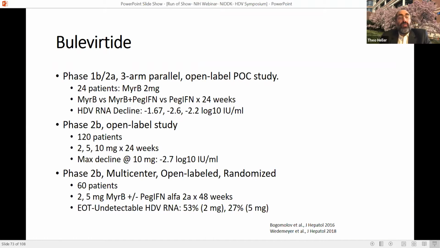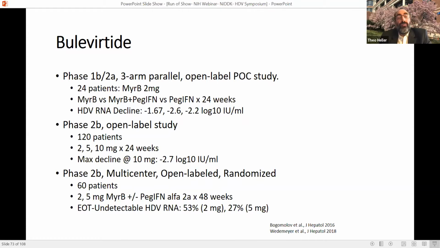There are multiple studies that have been presented. The first was in 24 patients, a phase 1b/2a study with 2 milligrams once a week, and was compared to in combination with interferon and interferon alone. And when I say interferon, I'm referring to pegylated interferon alpha. The HDV decline over 24 weeks was significant, minus 1.67, 2.6, and 2.2 logs.